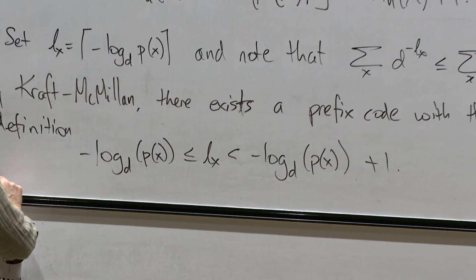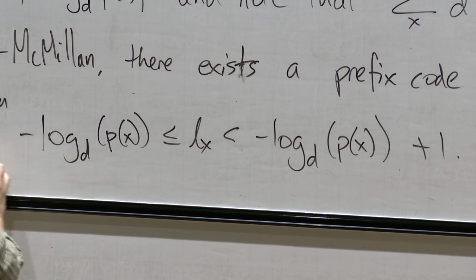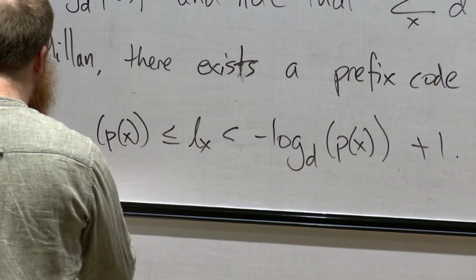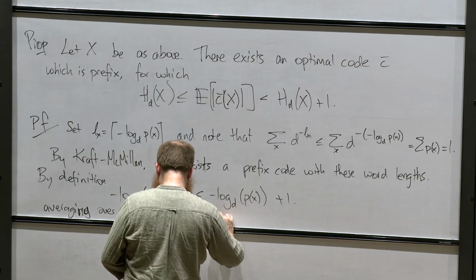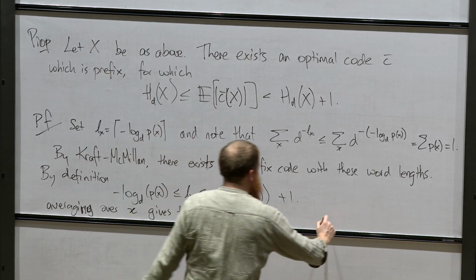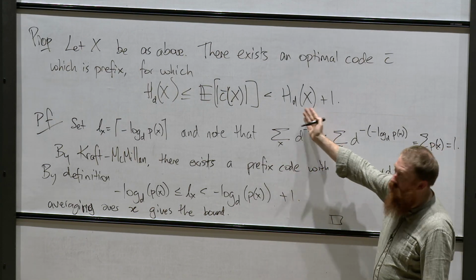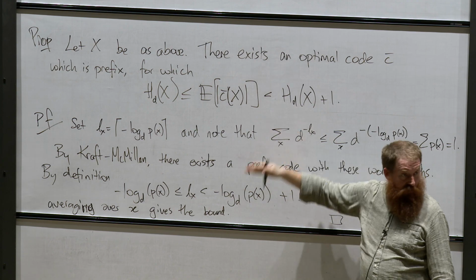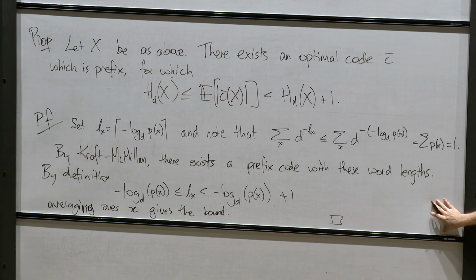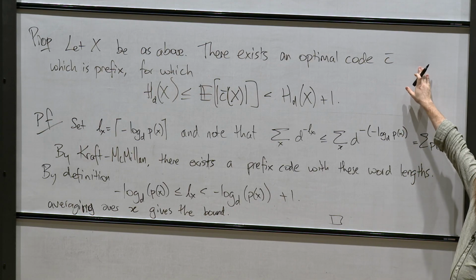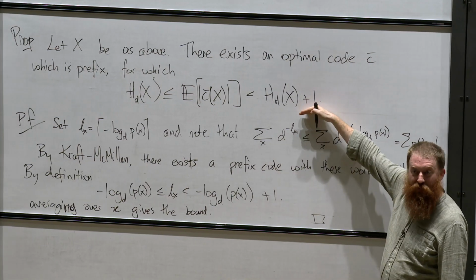Averaging over x gives the bound. So that tells me that there exists a prefix code which satisfies this bound, because I've constructed one. Now, there's one thing I haven't proven in here. What is it? It's that there exists an optimal code which is prefix, because I've only proved that I can construct a prefix code satisfying this bound.